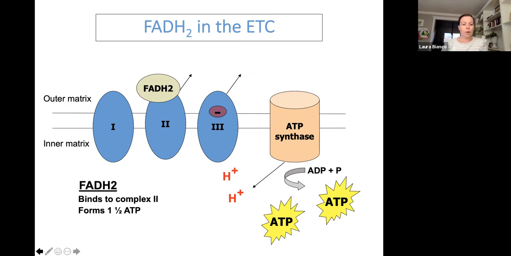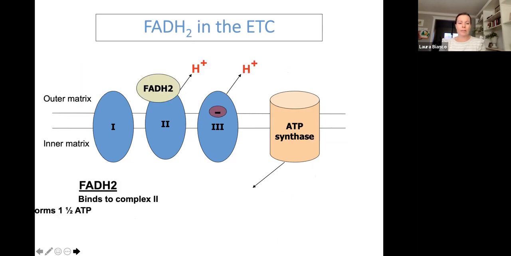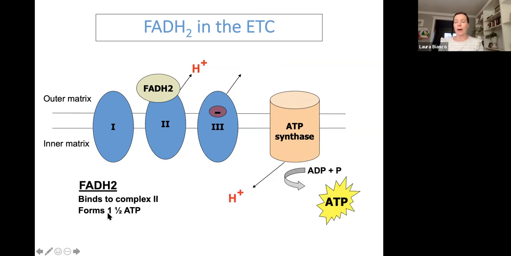So if you go back to the other slide, each molecule of NADH provides enough energy to generate about 2.5 ATP molecules. And the energy stored within the FADH2 provides enough energy to produce about 1.5 ATP molecules. So NADH stores a little bit more energy than FADH2, and that's why it's able to provide enough energy to produce even more ATP.